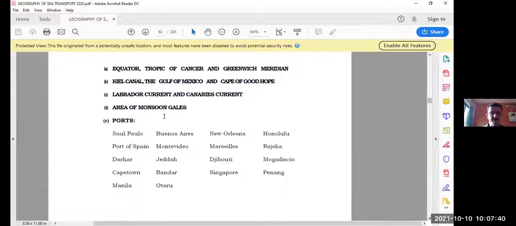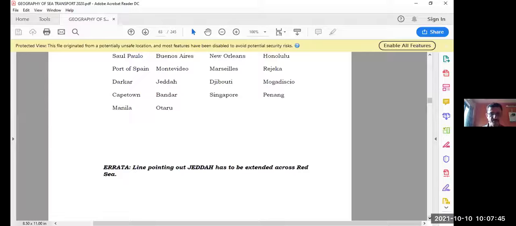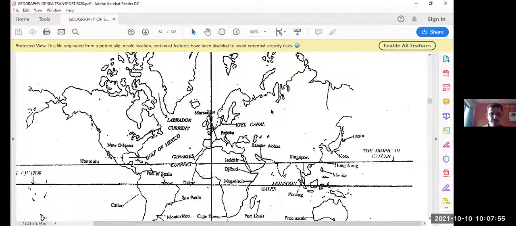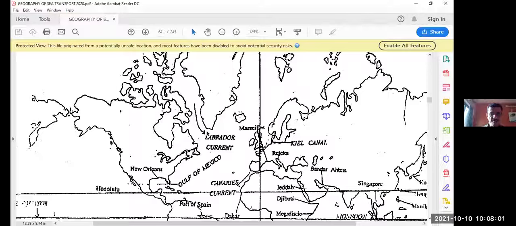Suppose I go to the next page, which is page number 64, and what I see is a world map in your notes or notebooks, where all the above items mentioned are shown. Can you all see that? Yes, sir. Let me enlarge it a bit. All right. So basically, this is Greenland. That is the Labrador Current. Also, we can see the Gulf of Mexico, which is between the south portion of USA and Mexico.